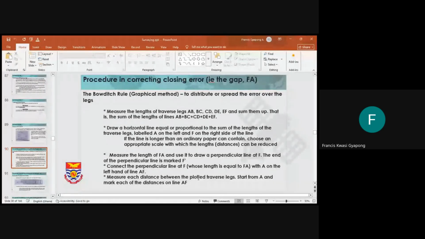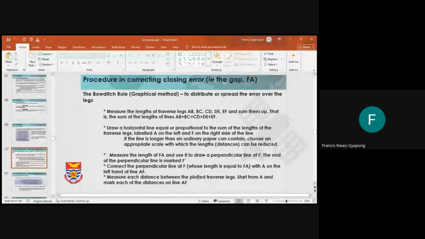Okay, so the whole plotting that you did has legs AB, BC, CD, DE, EF, and so on. So the first step is that you measure the entire thing that you have measured. So like AB, you measure it. Don't take it for granted that you have the distances on your table. No. You still have to measure.